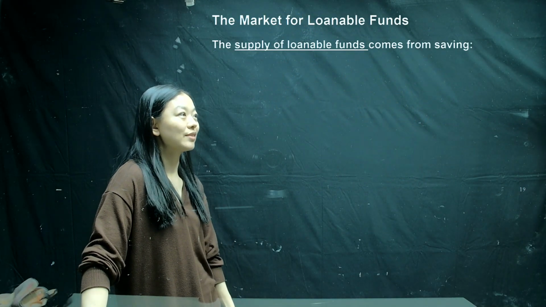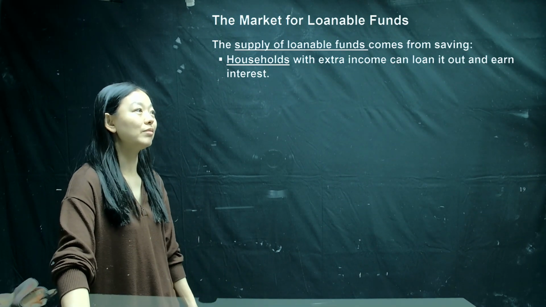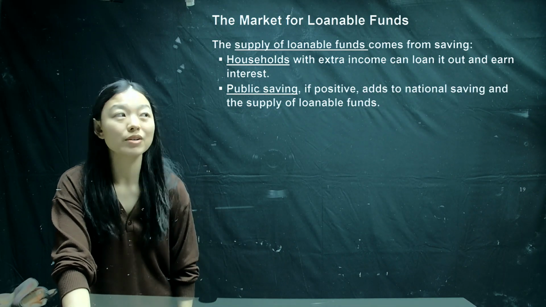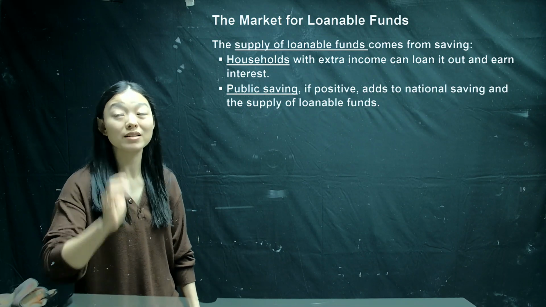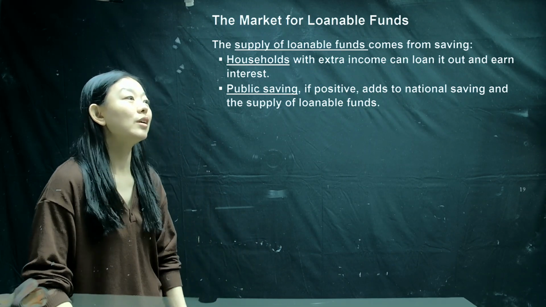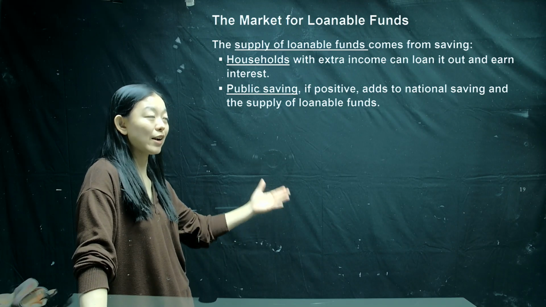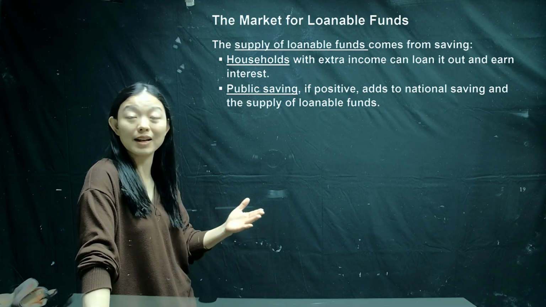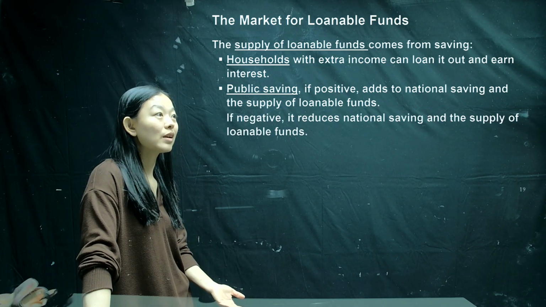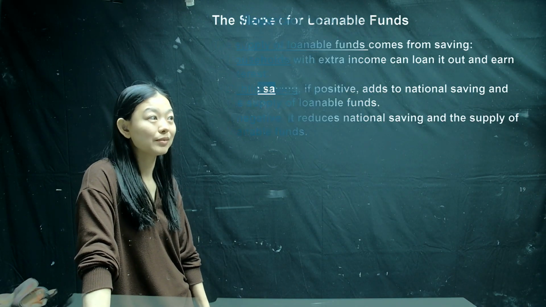Now let's look at households. Households will have actual income that can be loaned out at an interest. For public saving, the government part, if it's positive, it means there is actual money left for the government. If public saving is positive, it will add to national savings and increase the supply of loanable funds. If it's negative, then it will reduce national saving.